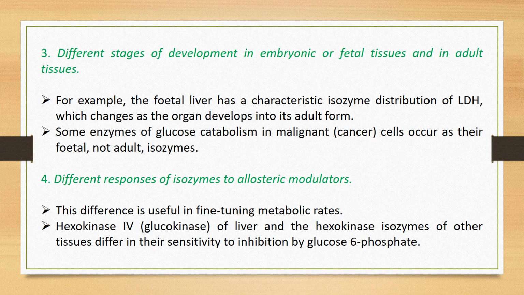And last, they differ in their response to allosteric regulation. Suppose glucokinase and hexokinase. Hexokinase is more sensitive to feedback inhibition by its product glucose 6-phosphate. Glucose 6-phosphate inhibits the enzyme hexokinase, whereas glucokinase is much less sensitive or insensitive to inhibition by glucose 6-phosphate. So the sensitivity of allosteric regulation towards different regulators may be different in different isoenzymes. Okay, so what are the factors?